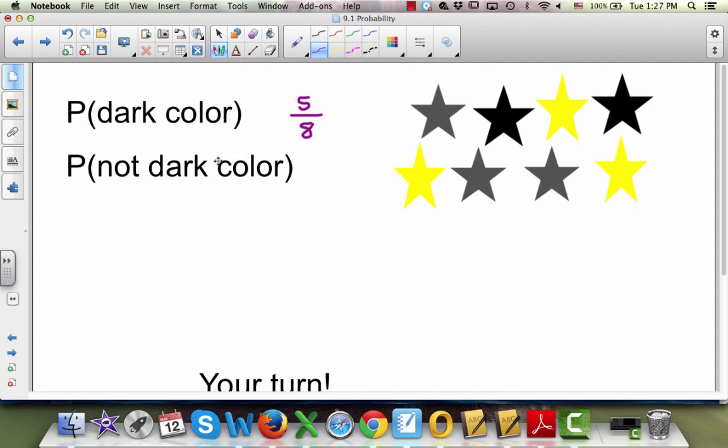And without going over here and counting them, we know that the probability of not a dark color, the complement, would be what would make it a total of 8/8. So that would be a 3. 5 plus 3 makes 8. And you come over here and check, probability of not a dark color would be 1, 2, 3. Did you get that?